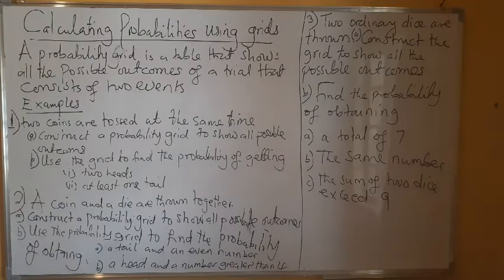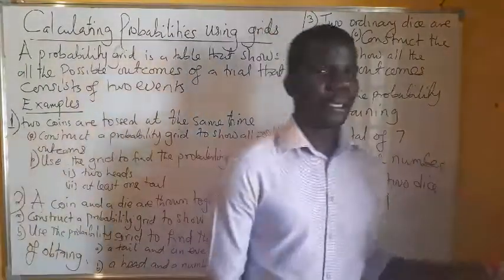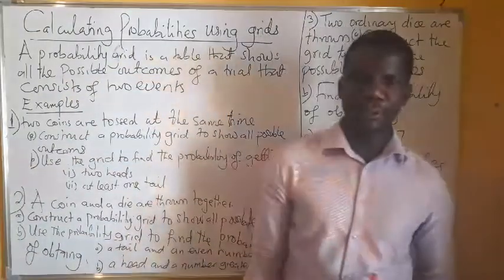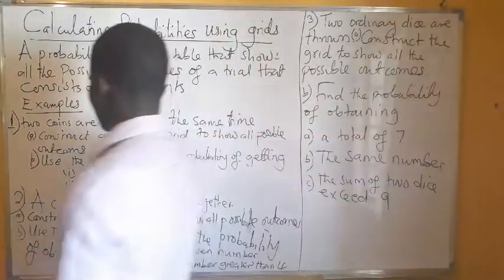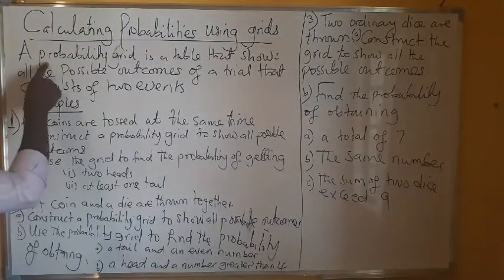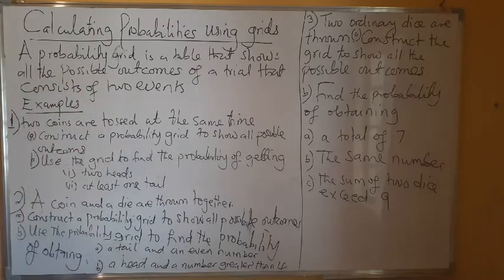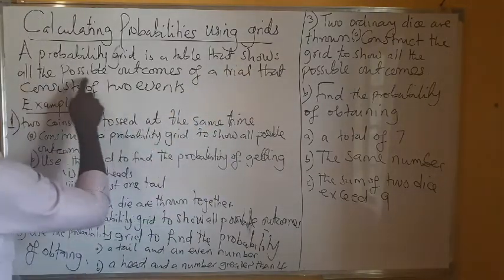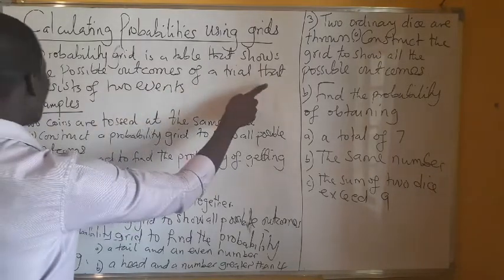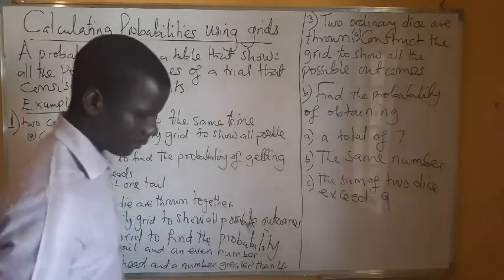So I have presented other lessons where we could solve the same questions. I think this is the fifth lesson that we are looking at under probability. So here we want to look at the probability grid. How do we solve a question using a probability grid? And what is a probability grid? It is a table that shows all the possible outcomes of a trial that consists of two events.